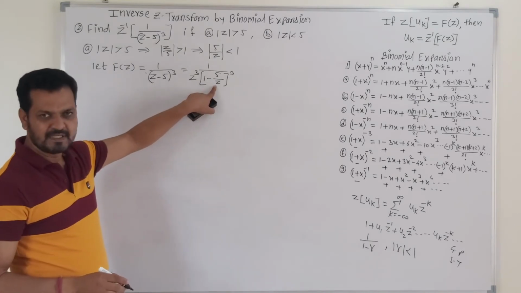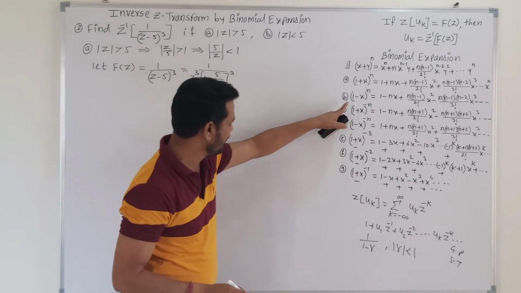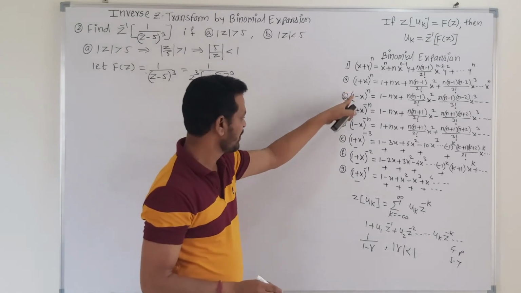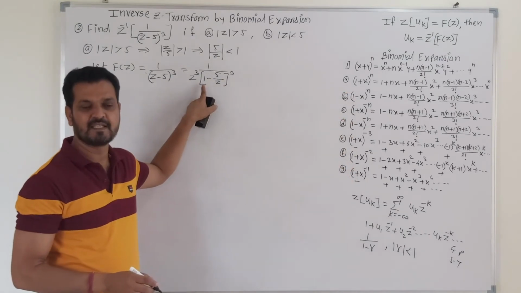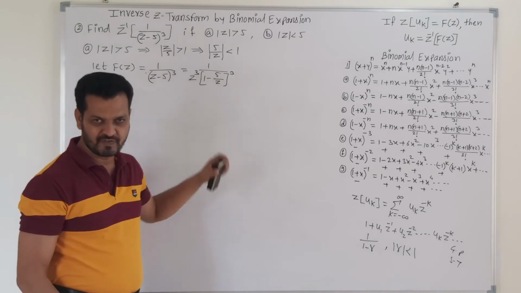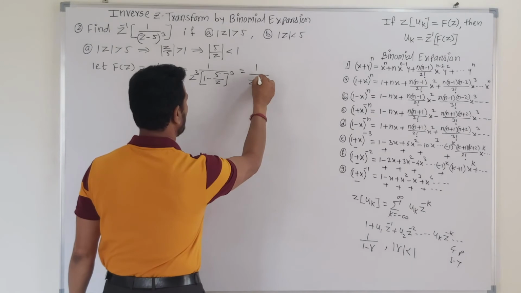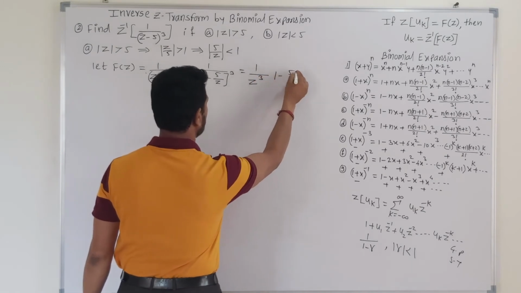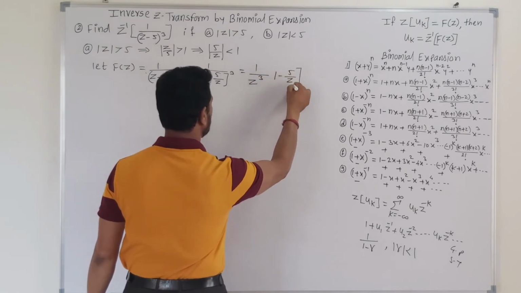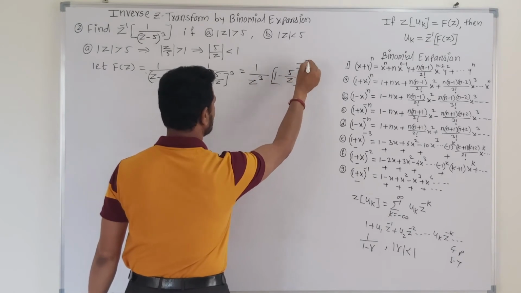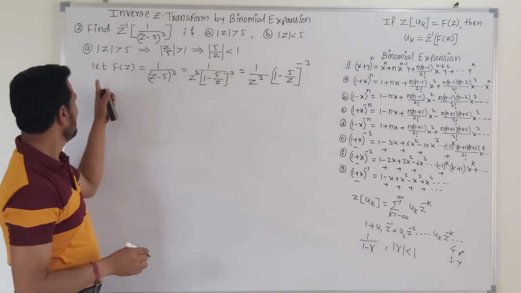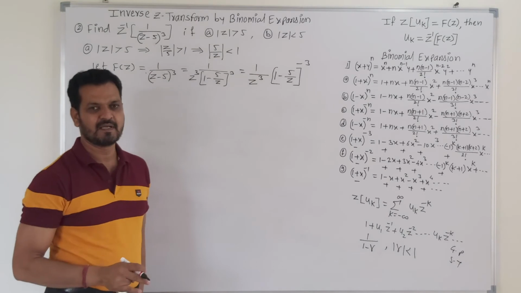Now directly this example is in our standard form where the first term is 1. So that's why there is no need to interchange the first and second term. So we may directly write this as 1 upon z cube, then 1 minus 5 upon z raised to minus 3. So in this way we write the given example in this form.